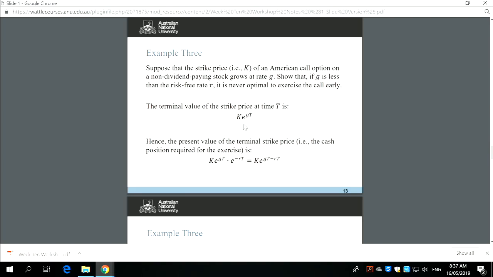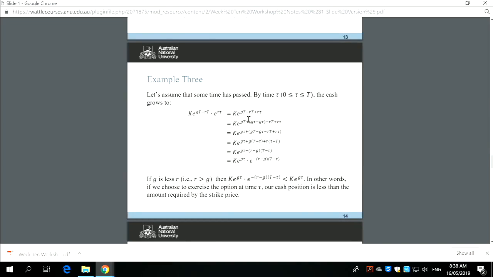Then, in order to prove that it's not optimal to exercise this American call option early, we arbitrarily chose a point in time, which is halfway through the holding period, which is tau, right? So tau is in the middle of the holding period. We checked our cash balance at time tau, and we realized that the cash balance we saved in the bank account at time tau is actually less than the strike price at time tau. Then we argued that if our money is not enough to pay the strike at time tau, then it's never optimal to exercise this American call option early.